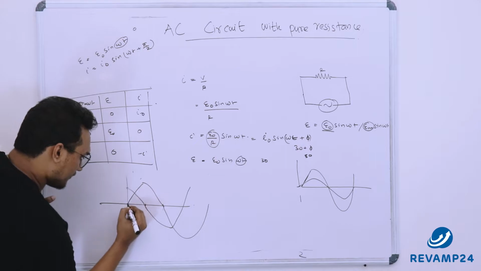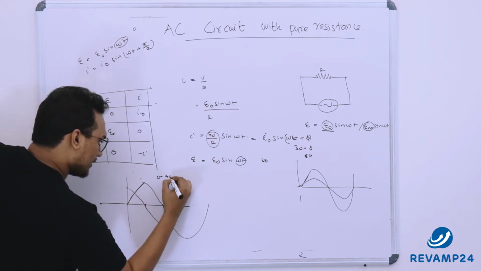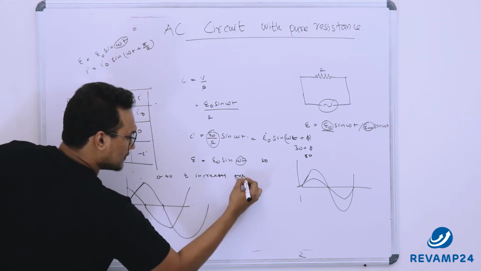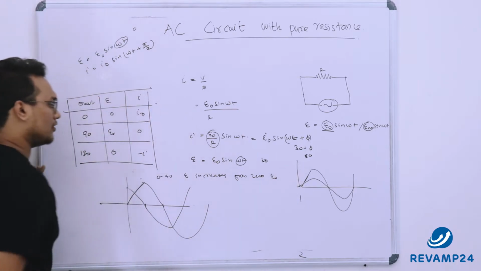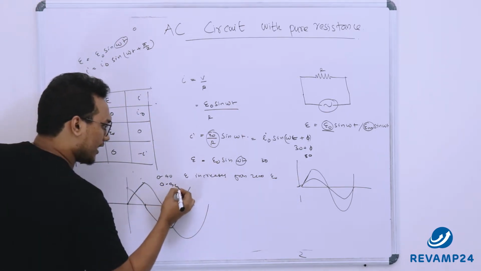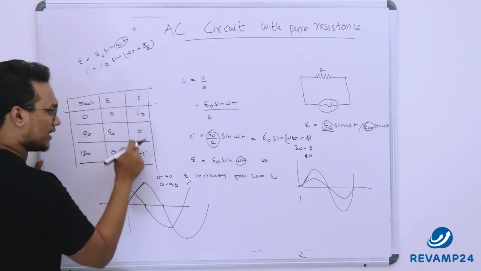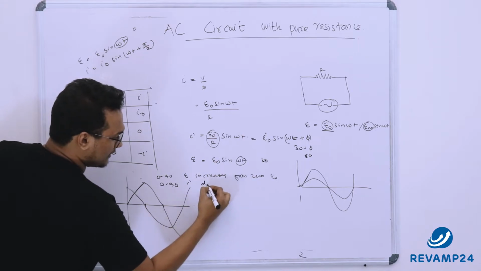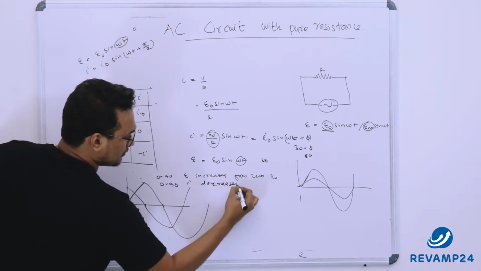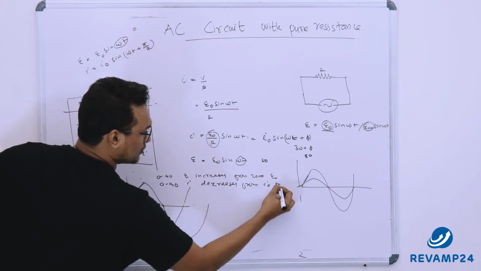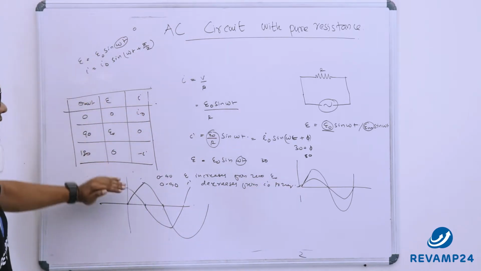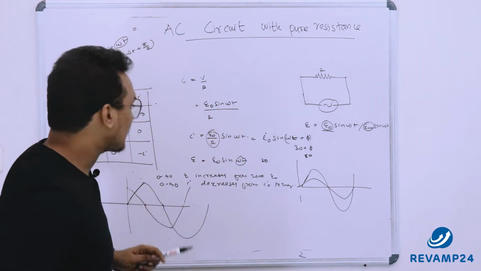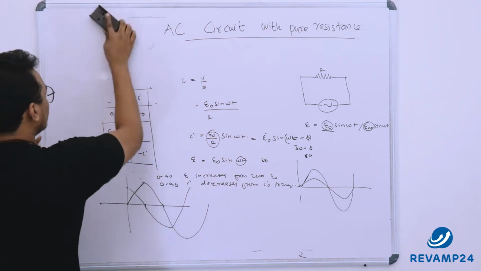In the case of EMF, between 0 to 90, EMF increases from 0 to maximum value E0. But from 0 to 90, what happens to current? Current decreases from I0, the maximum value, to 0. So this would be the case of out of phase. But in this case, both are in phase. Now how can we represent it in a phasor diagram?